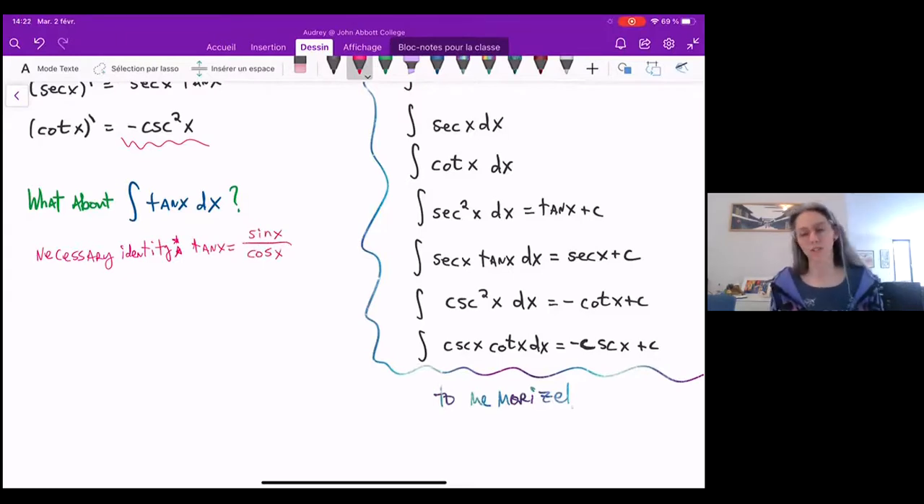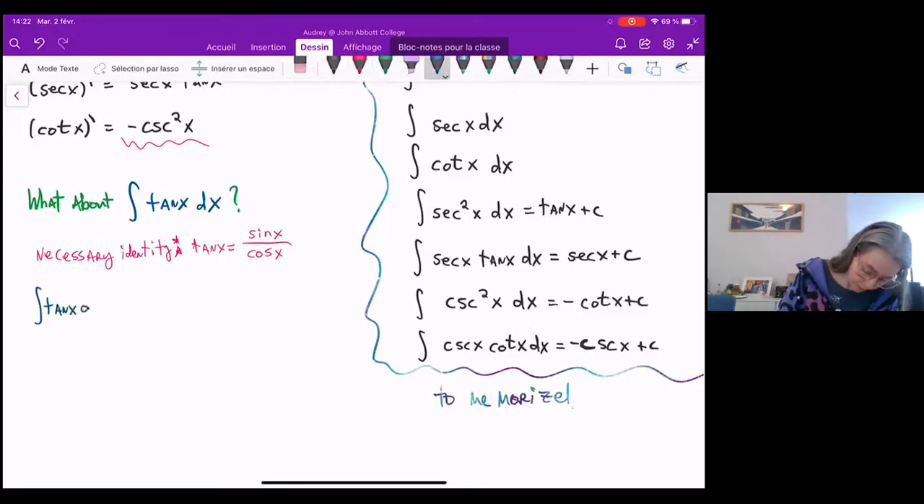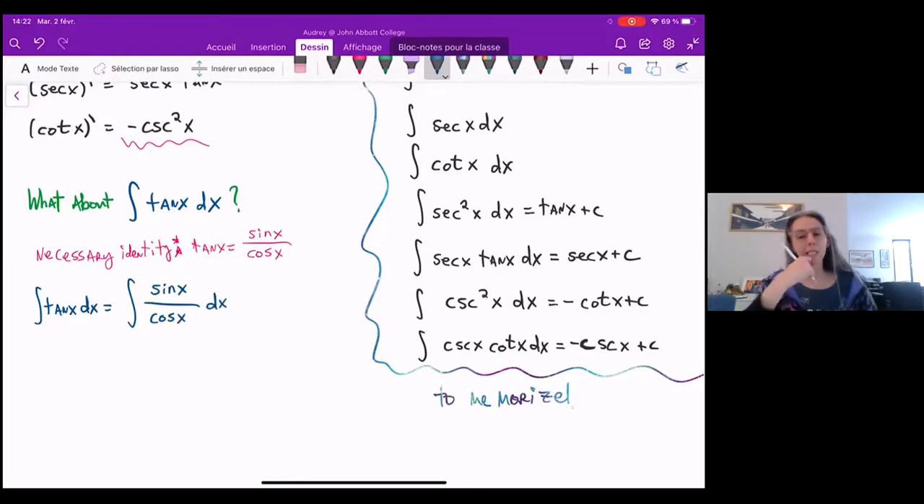And this is what makes trig functions so cool, is because they can actually all be written in terms of just sine and cosine. We can all kind of write them in terms of each other. So to do the integral of tangent x, I'm going to start off by rewriting tangent x as sine x over cosine x. And now I want you guys to take a second to think about it. What would be a good u for this problem?